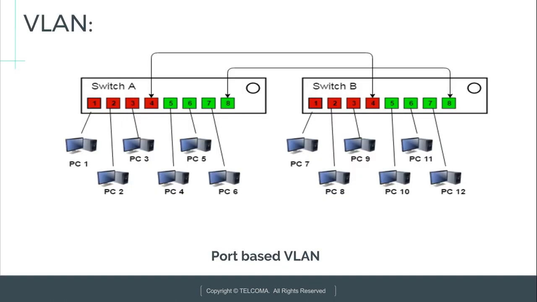As shown in the diagram, there are two switches, switch A and switch B. If we want to connect these two switches, we require two wires, as we have connected switch A port 4 to switch B port 4 to make communication between VLAN 1, and in the same way, to make communication between VLAN 2 we connect switch A port 8 to switch B port 8. In this way we make the connection between the two switches in port-based VLAN.